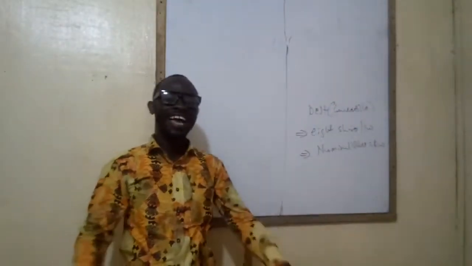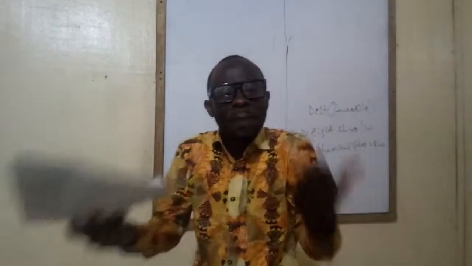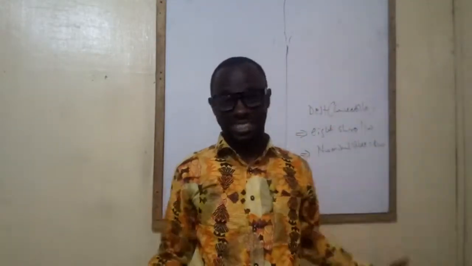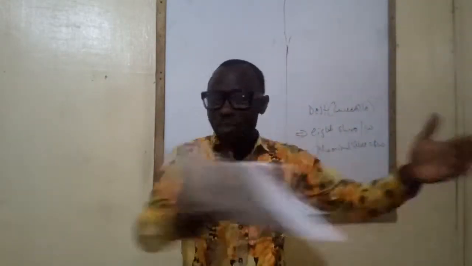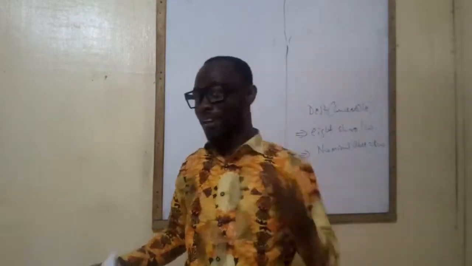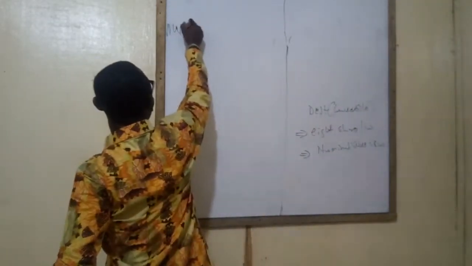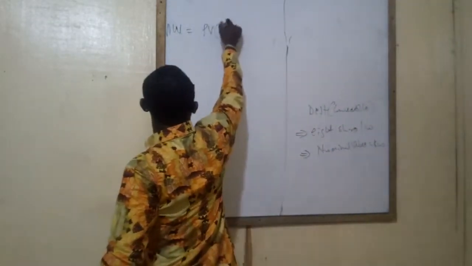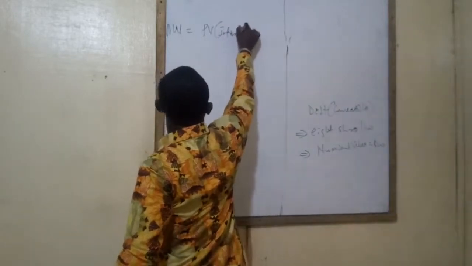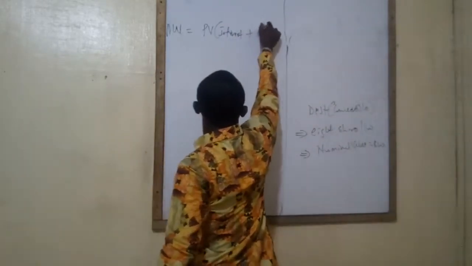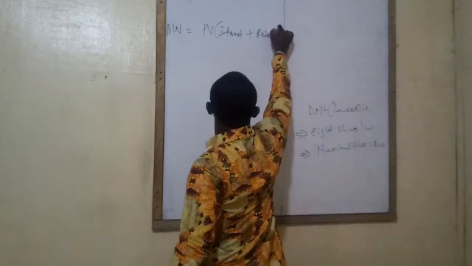Mayra. Can you imagine? This has gone missing. What we just... You remembered, right? Give me a thumbs up. You remembered. Put it in the comment box. You remembered. You can check your thumbs up. So... What did we say? Market value equals what? Present value of the interest plus what? The redemption value. Okay.